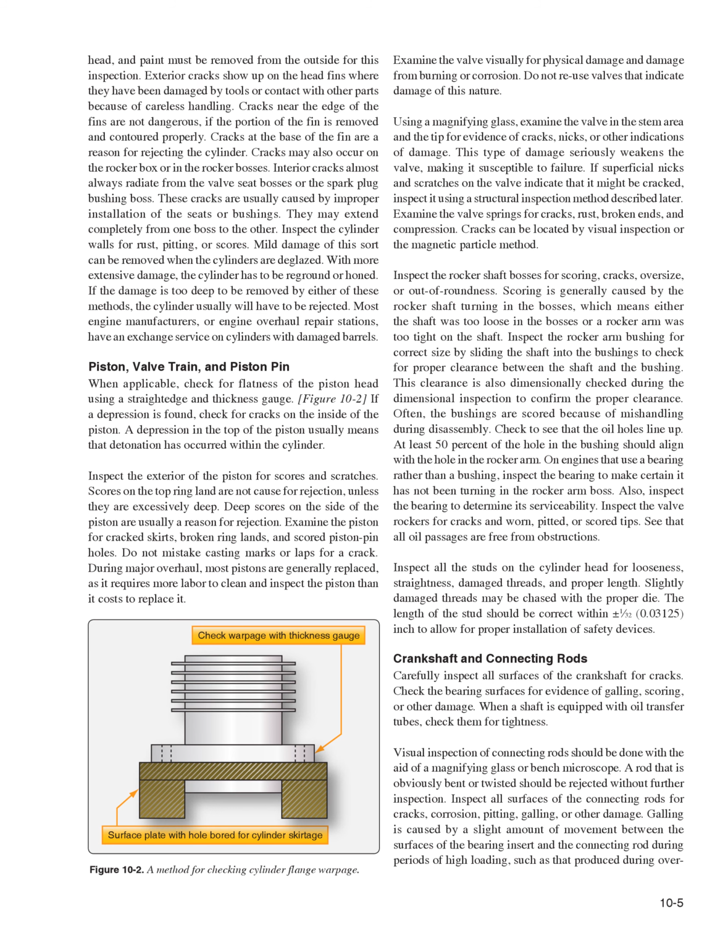Examine the valve visually for physical damage and damage from burning or corrosion. Do not reuse valves that indicate damage of this nature. Using a magnifying glass, examine the valve in the stem area and the tip for evidence of cracks, nicks, or other indications of damage. This type of damage seriously weakens the valve, making it susceptible to failure. If superficial nicks and scratches on the valve indicate that it might be cracked, inspect it using a structural inspection method described later. Examine the valve springs for cracks, rust, broken ends, and compression. Cracks can be located by visual inspection or the magnetic particle method.